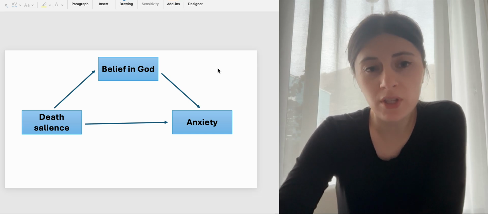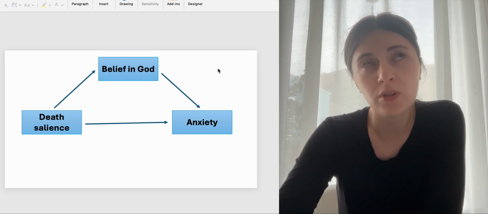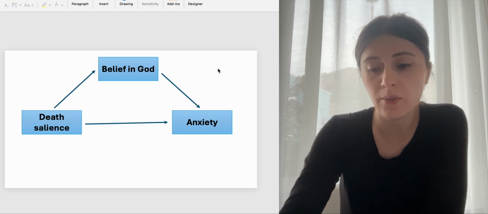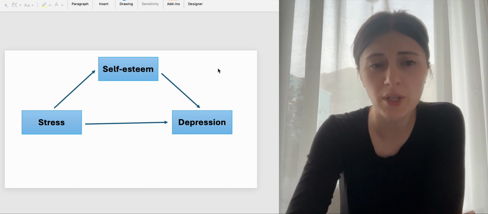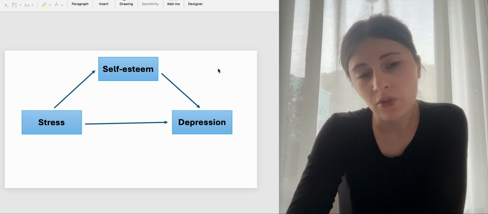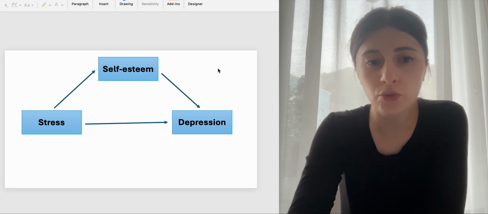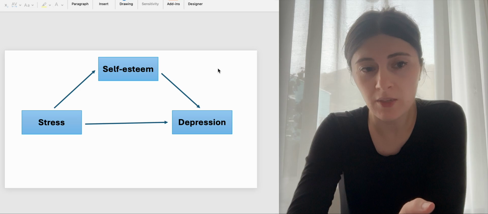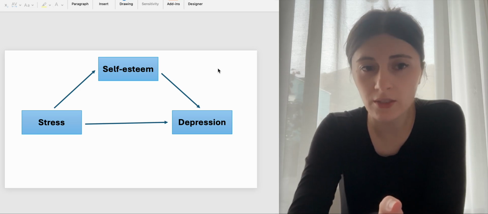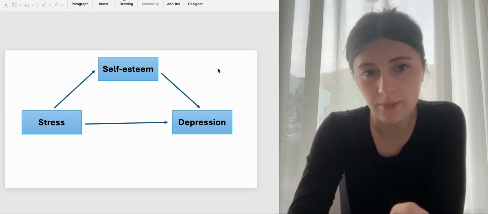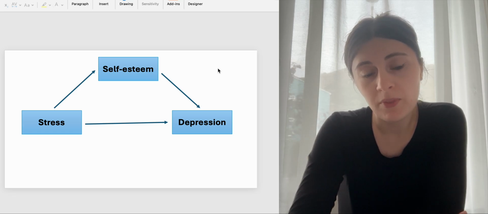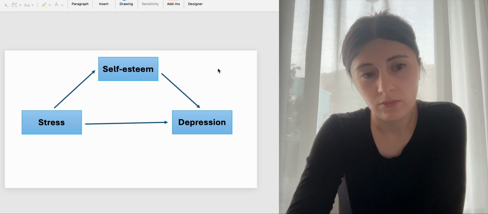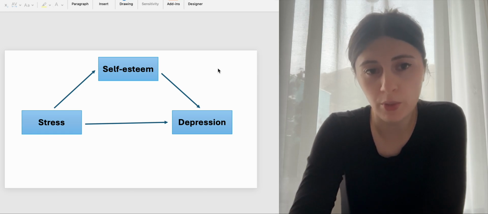What's also important to take into account is that mediation is important for how we implement the knowledge we obtain. Let's consider this example. This is also an example of mediation. Here we have stress, which affects depression through self-esteem. It means that stress affects self-esteem. Stress decreases self-esteem, so there is a negative effect. And self-esteem in its turn, decreased self-esteem, increases depression. So this is how stress increases depression through self-esteem.